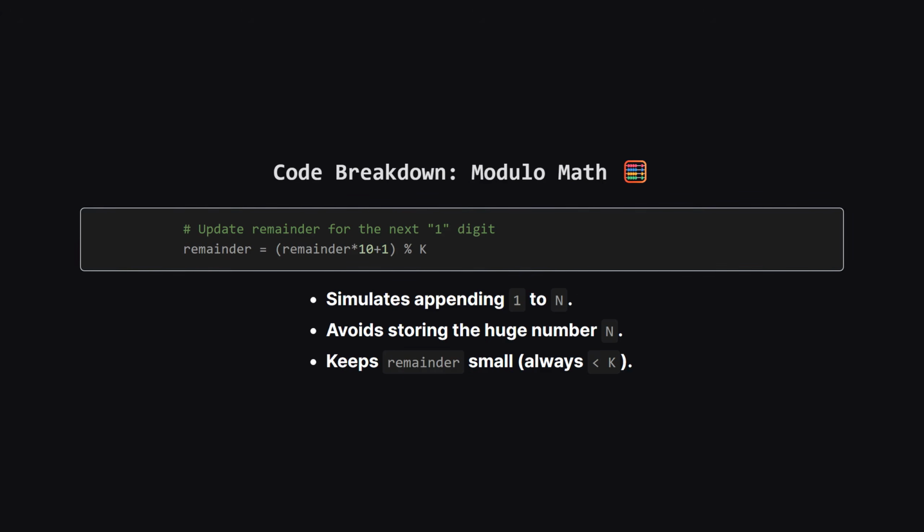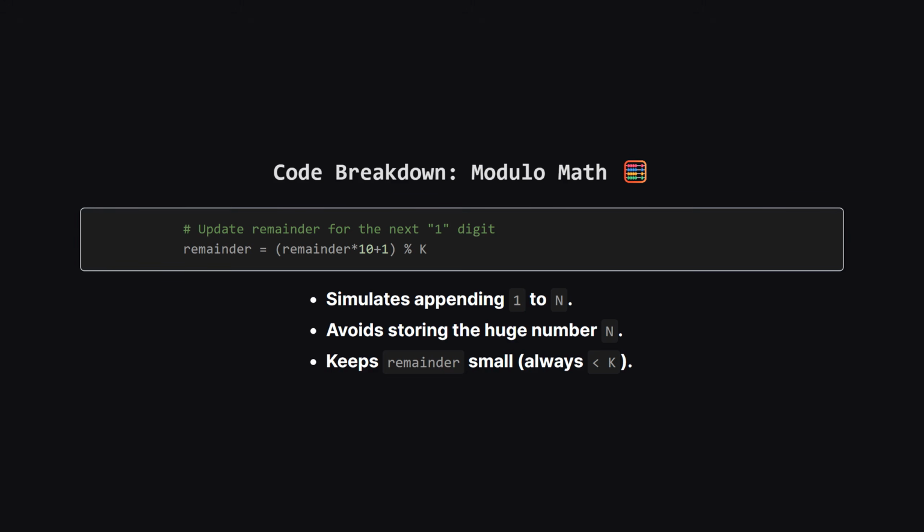This line is the heart of the algorithm. Instead of calculating n times 10 plus 1, which would be huge, we take the remainder times 10 plus 1. Then we immediately mod by k. This creates the remainder for the next number in our sequence, like going from 1 to 11, or 11 to 111, without ever dealing with integer overflow.